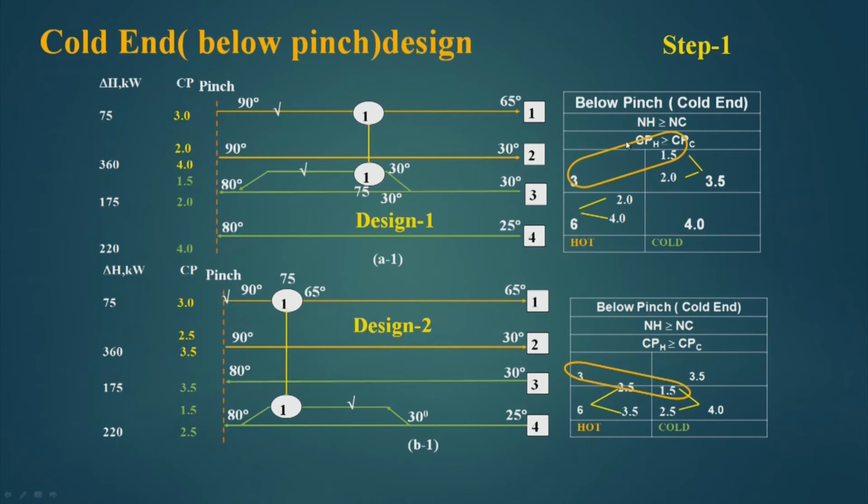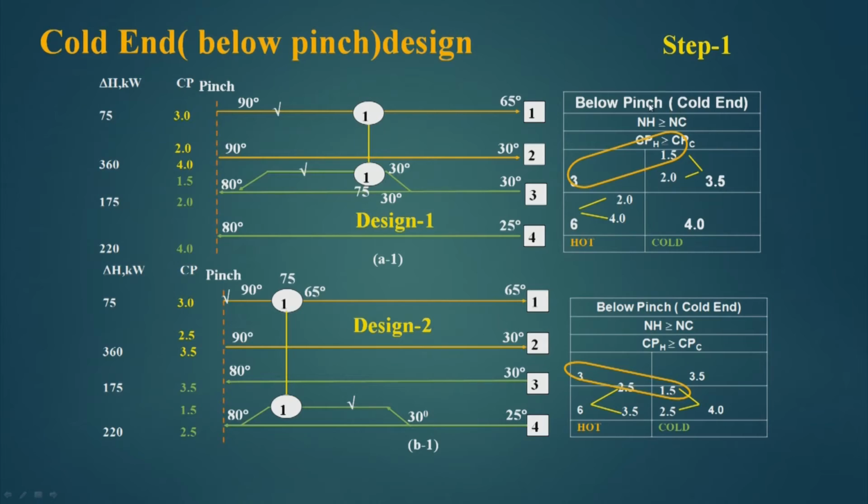These are the 2 rules which have to be obeyed for the cold end design, and if one rule is violated, then we have to split the stream to remove the violation, or we can resort to cyclic matching. So, we will see what is the problem which is arising for the cold end design. Here also we have developed 2 designs, design 1 and design 2, for the cold end design.